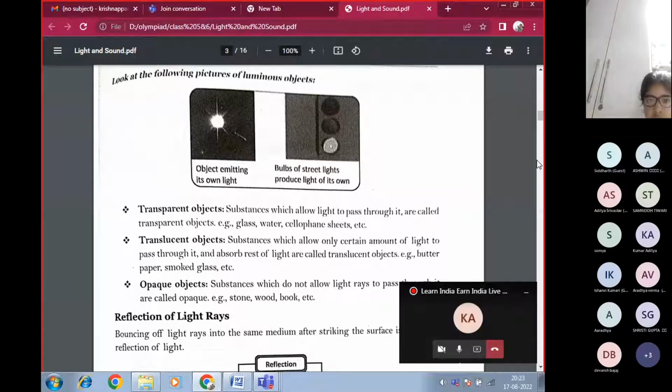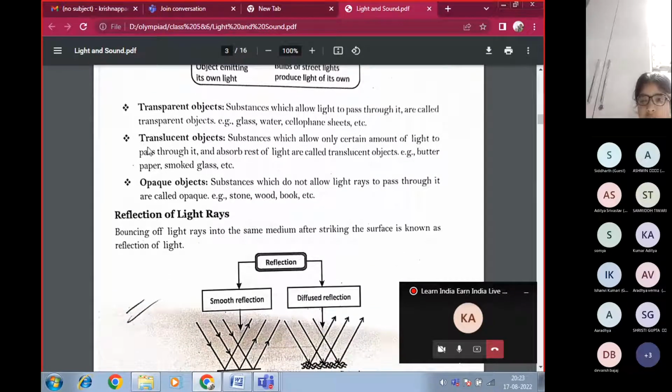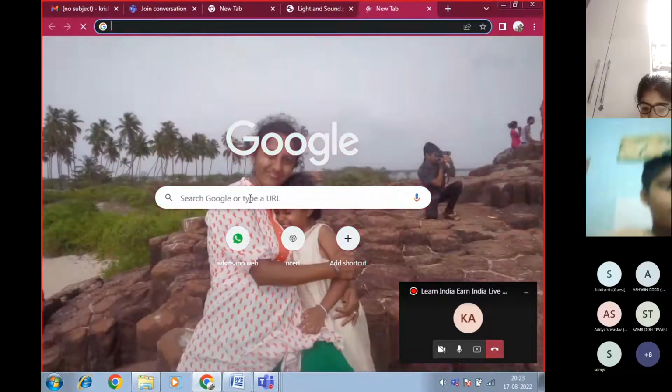Okay, so here we were, right? Transparent objects, translucent and opaque objects. I think we finished this also. Transparent, translucent and opaque, we have finished. We have written the sound and the types of objects: transparent, translucent, and opaque.